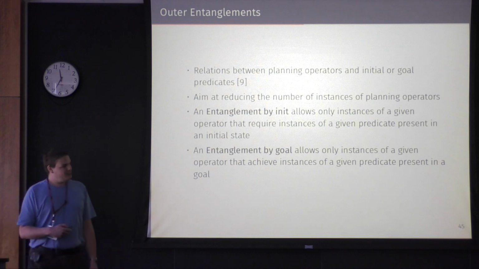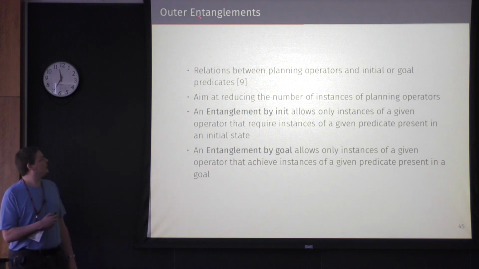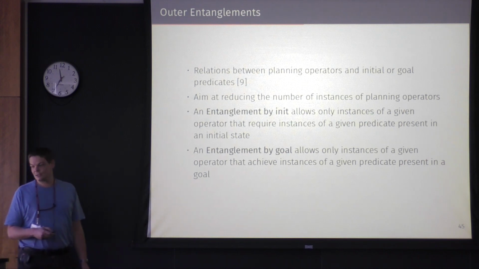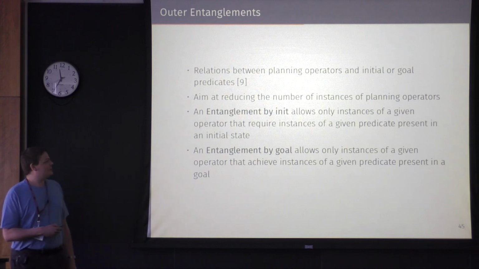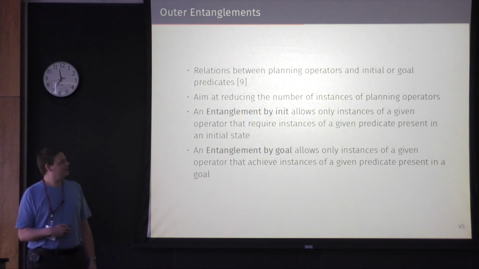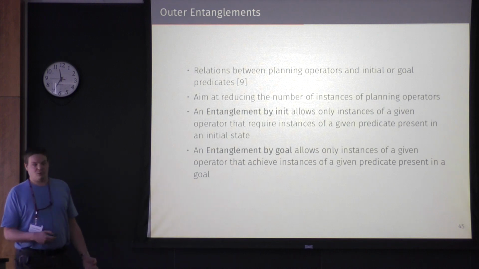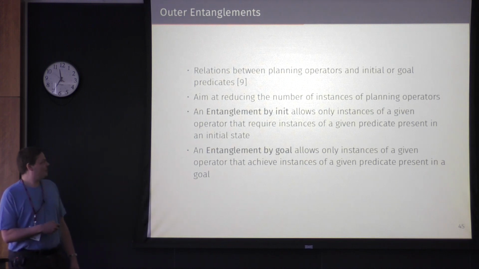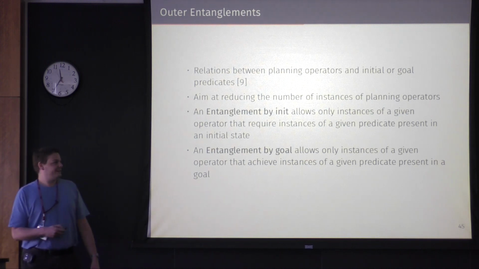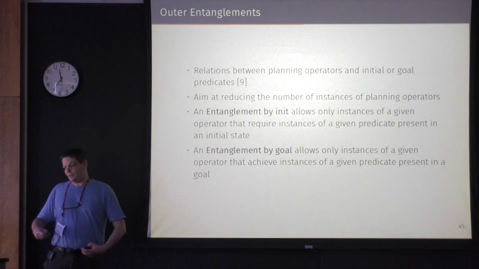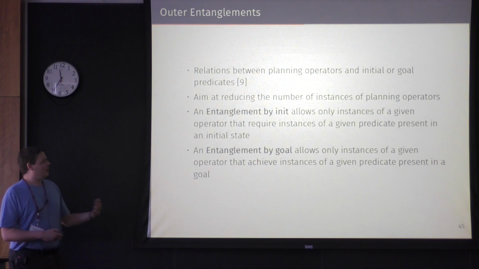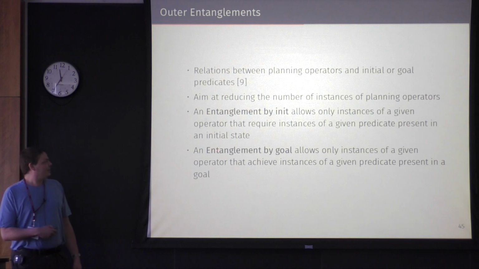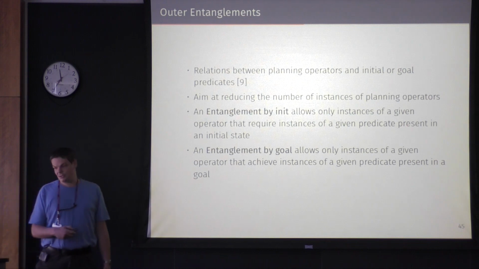We have two types of entanglements. We have outer entanglements, which are relations between planning operators and initial and goal predicates. What they basically do is directly reduce the number of possible instances of planning operators. We have two subtypes of outer entanglements. The first is entanglement by init, which allows only instances of a given operator that require instances of a given predicate that are present in the initial state.